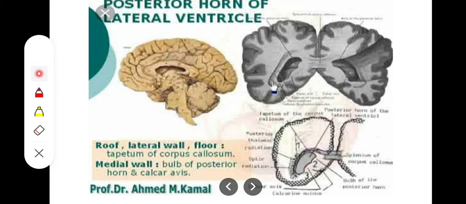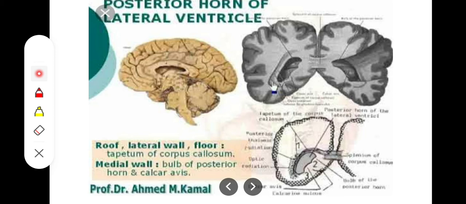And the medial wall is exclusively formed by two important bulgings or elevations, of which the first one is the bulb of the posterior horn. Basically we know that a projection moves backward from the corpus callosum, which you call the forceps major, right? These are fibers of the cerebrum, so those fibers again form an elevation on the medial wall of the lateral ventricle, which we call the bulb of the posterior horn of the lateral ventricle, right?